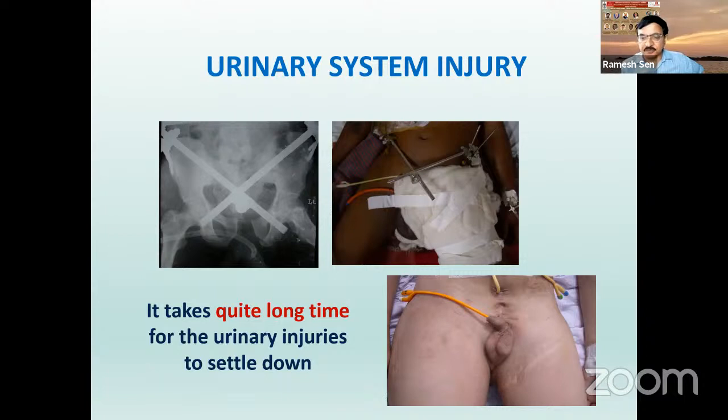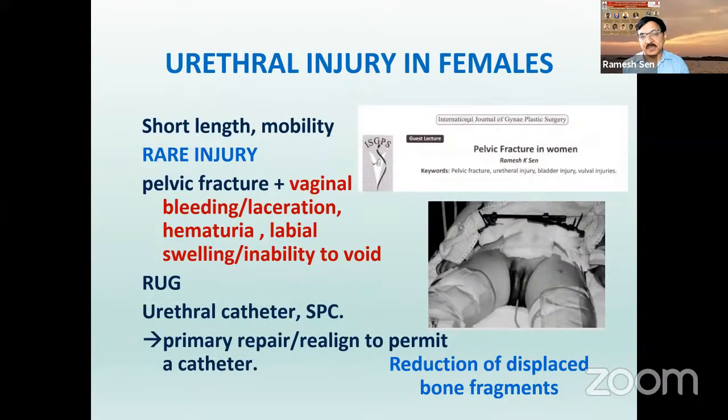What is more important in these injuries is that apart from that care, these patients are likely to continue the care of the urinary bladder for a very long time, even when the fractures have healed. The fractures automatically take a reasonable number of weeks, rather months. But these urinary bladder and urethral injuries can take even longer in these patients.